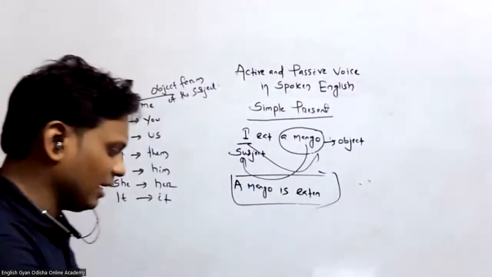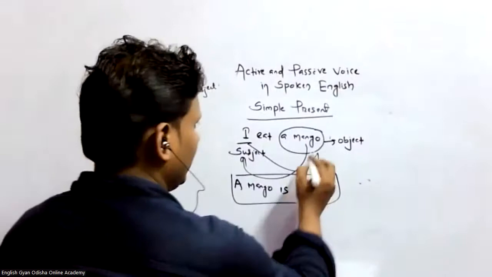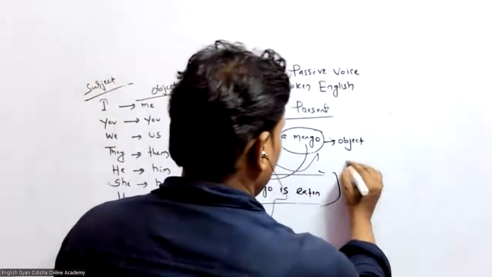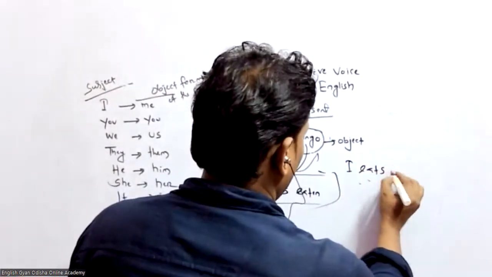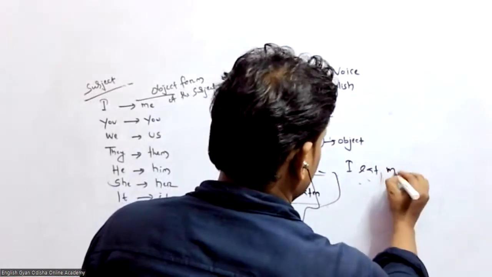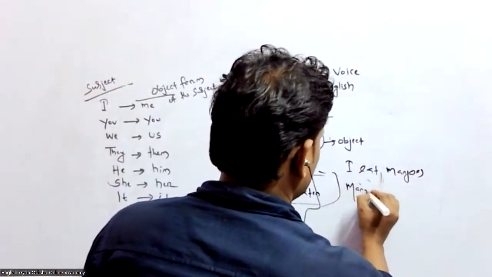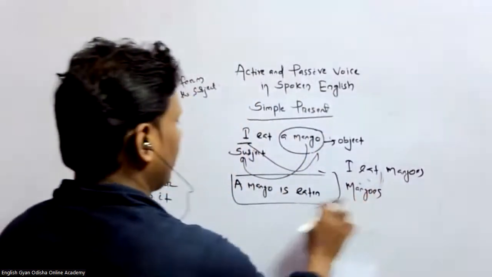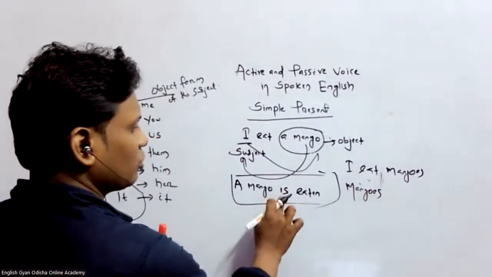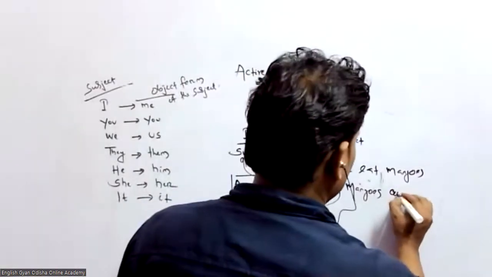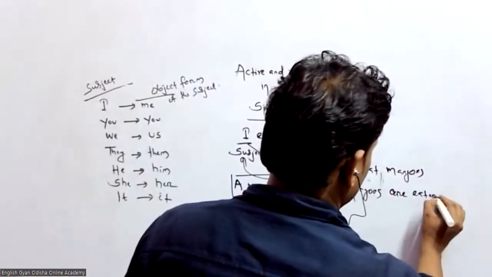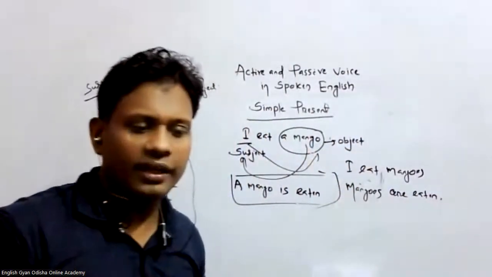So let me give you another example here. Suppose I eat mangoes. I can say mangoes. This is plural. A mango is singular, so "is" is there. So mangoes are eaten. Mangoes are eaten like that.